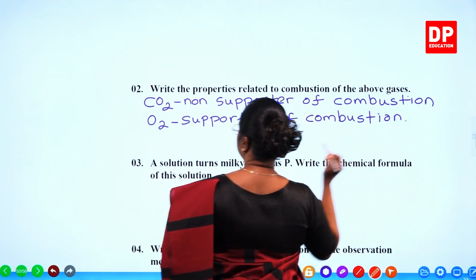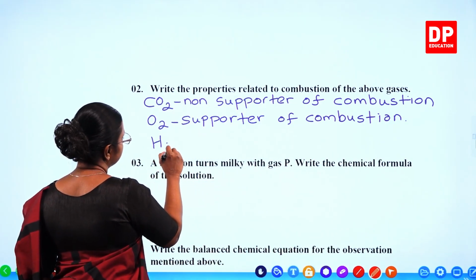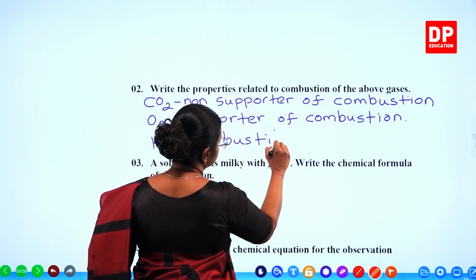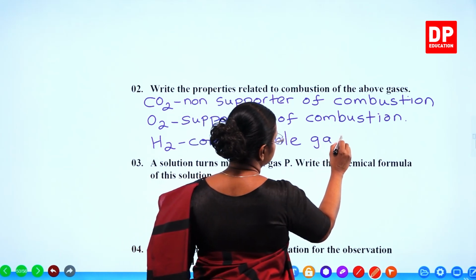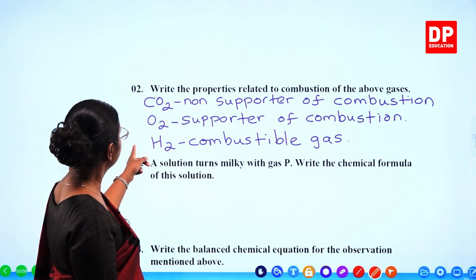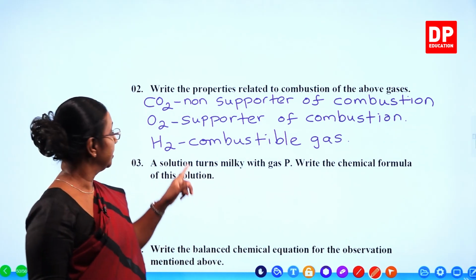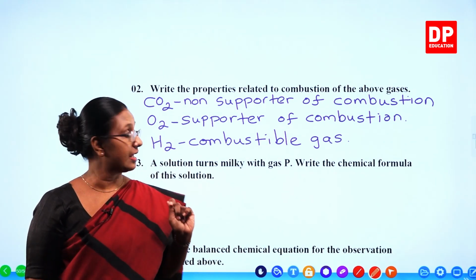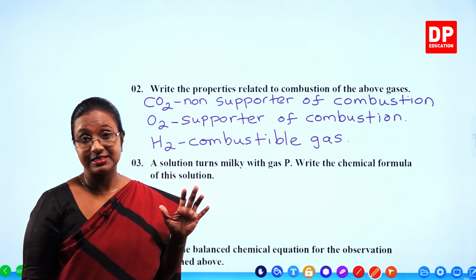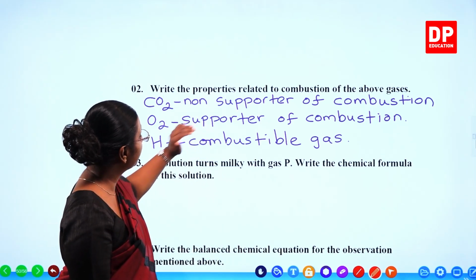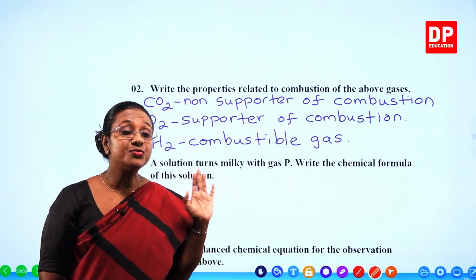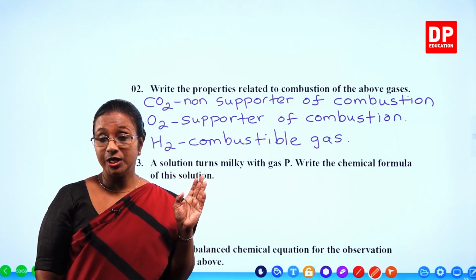Supporter of combustion. And hydrogen is a combustible gas. So carbon dioxide, non-supporter of combustion, oxygen, supporter of combustion, and hydrogen, combustible gas. So those are the properties related to combustion of the above gases. These can burn, this supports combustion, and carbon dioxide prevents combustion. That is why we use it in the fire extinguishers.